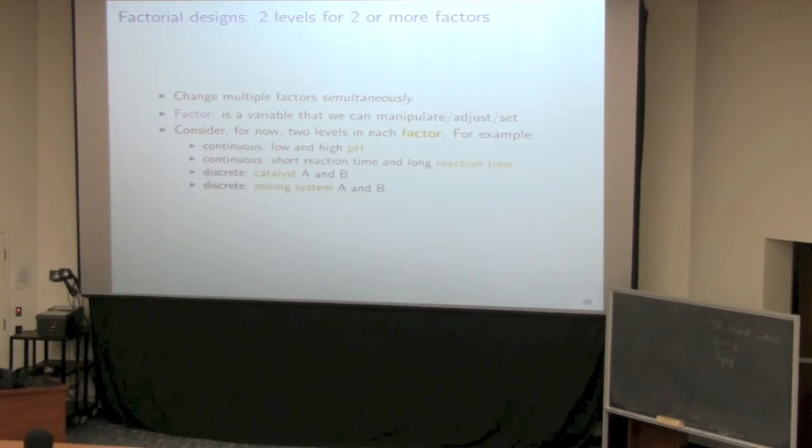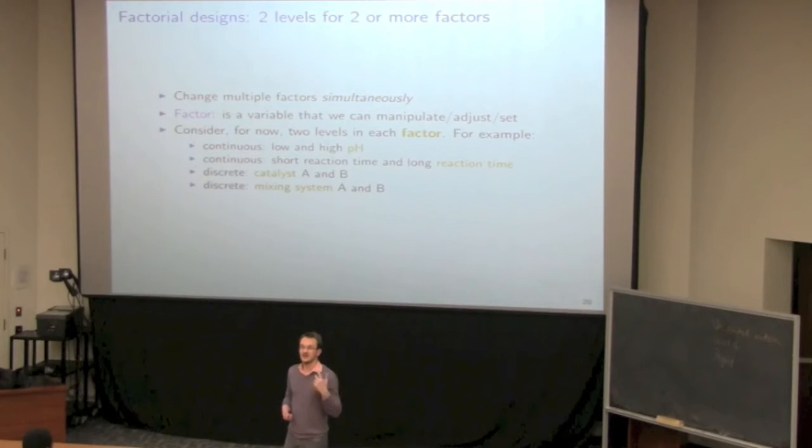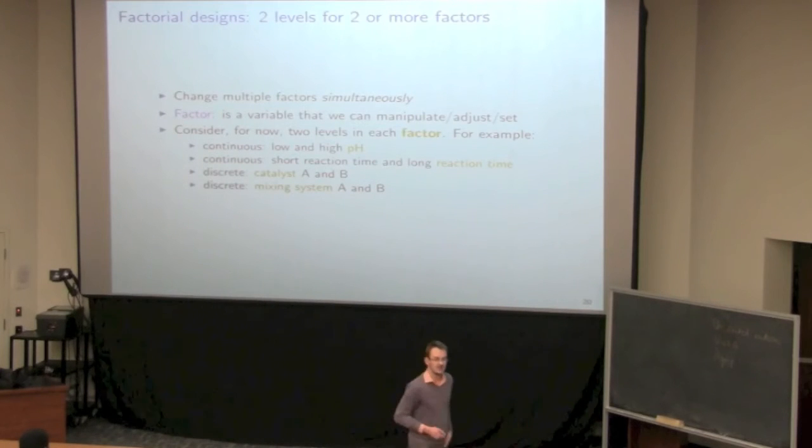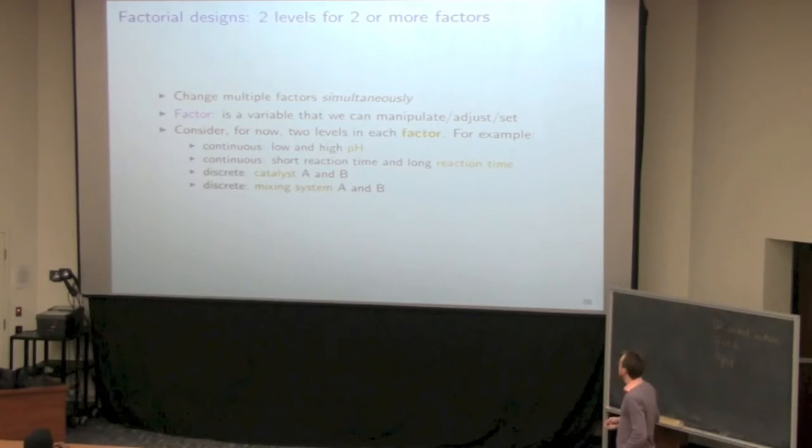So let's remember what we're doing here. The first thing to always bear in mind about this topic of experimentation is to change multiple variables simultaneously. So once you've figured out your response, that's one thing, and you've assembled two or more factors. Now you're ready to start designing your experiments. You have to have multiple factors. This is the key thing. Multiple factors are accumulated.